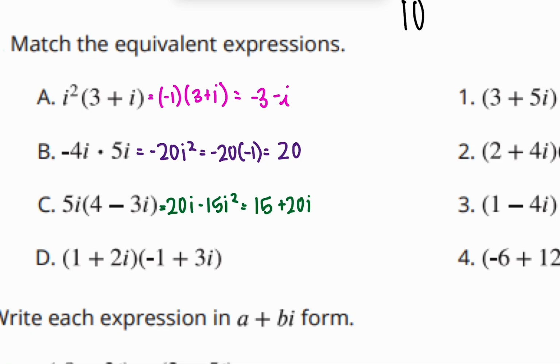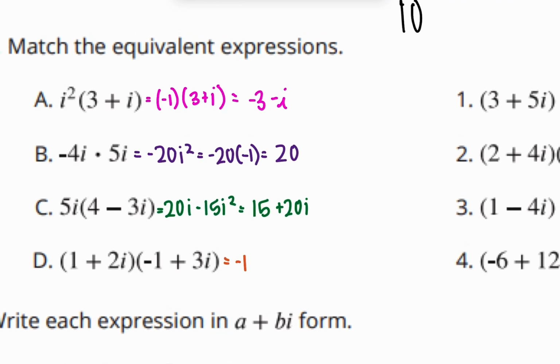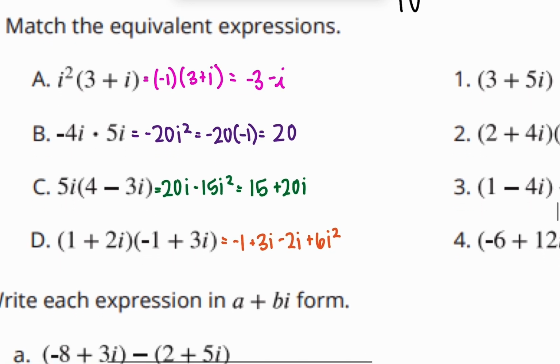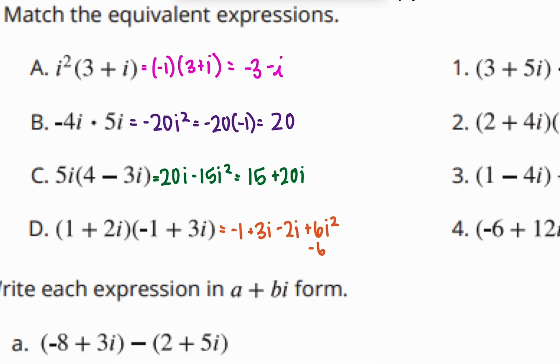This one, I'm going to change that color. -1, 1 times -1, then 1 times 3i will be 3i, then 2i times -1 will be -2i, then 2i times 3i will be plus 6i squared. That i squared will turn into a -6. So we'll have -1 plus i, so you'll end up getting -7 plus i. I wrote that all wrong. -7 plus i.